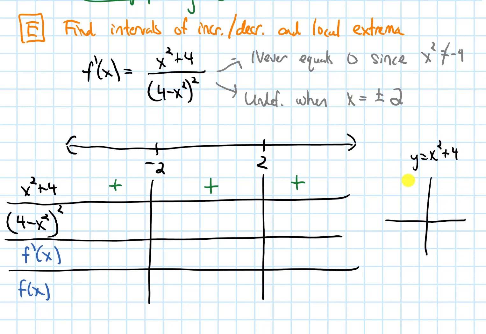But the plus 4 shifts it up 4 units. So the vertex of it is 4 units up. But notice that the y values of this are always positive. And that's how we can also tell that this is always going to be a positive output.